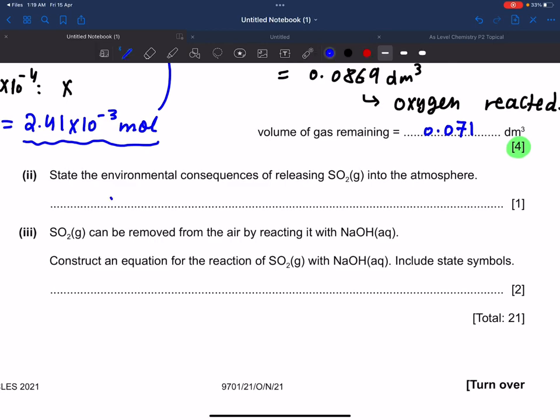Next part, state an environmental consequence of SO2. Obviously it will lead to acid rain. Just write acid rain, and how it gets further oxidized to form SO3. SO3 will react with water vapor to form acid rain. SO2 can be removed by reacting it with NaOH.